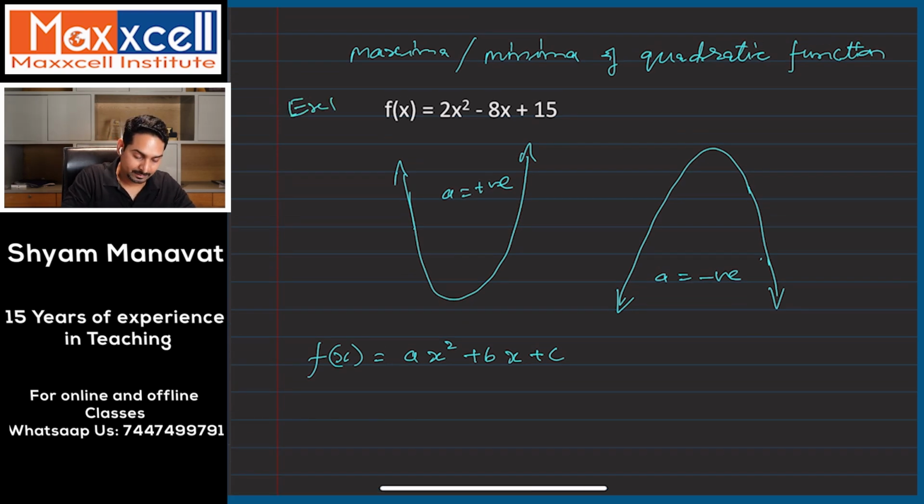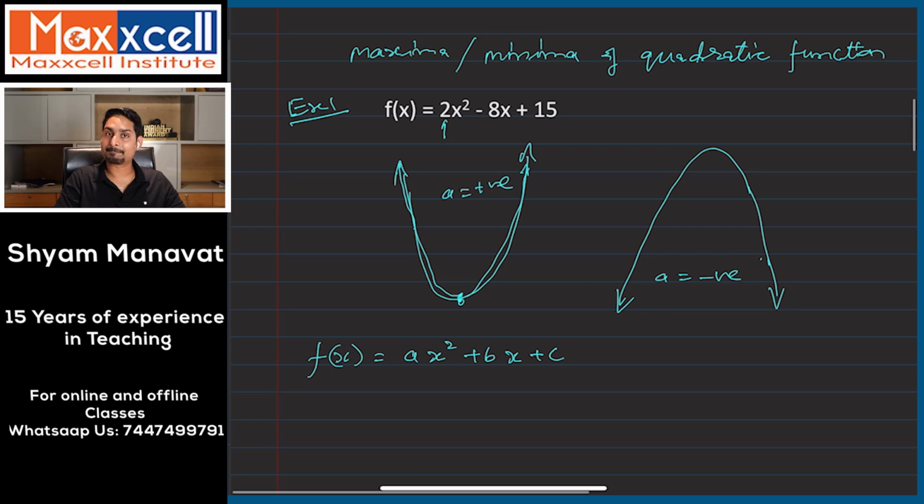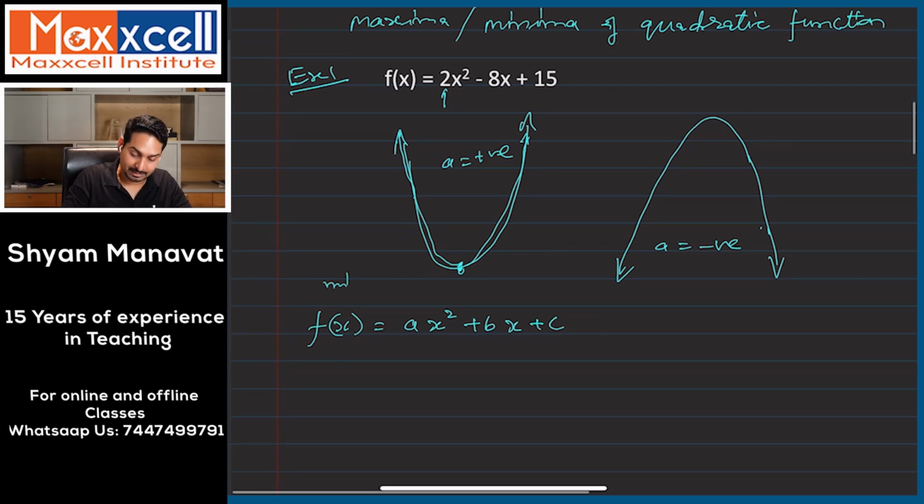So in the given examples, example number 1, I have the function here and the coefficient of x square is positive. So definitely it's going to be upward. So after the point, it shows a parabola. The parabola has a vertex, and after the vertex, the parabola changes direction, right? So if a is positive, the function is supposed to show what? Minima. Minima, because it will have a minimum value.